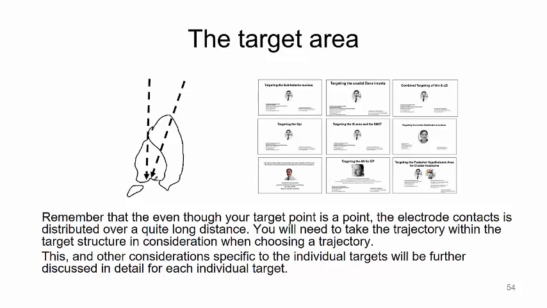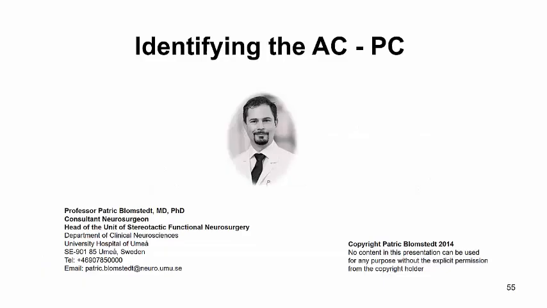The trajectory is of importance also within the target area. Remember that even though your target point is a point, the electrode contact is distributed over a quite long distance. You will need to take the trajectory within the target structure into consideration when choosing a trajectory. This and other considerations specific to the individual targets will be further discussed in detail for each individual target.